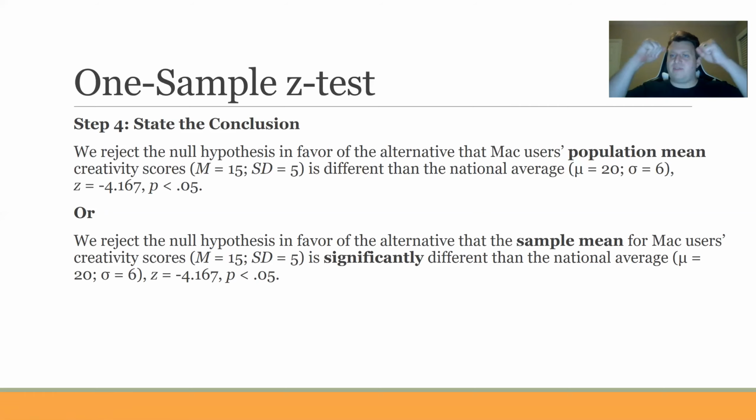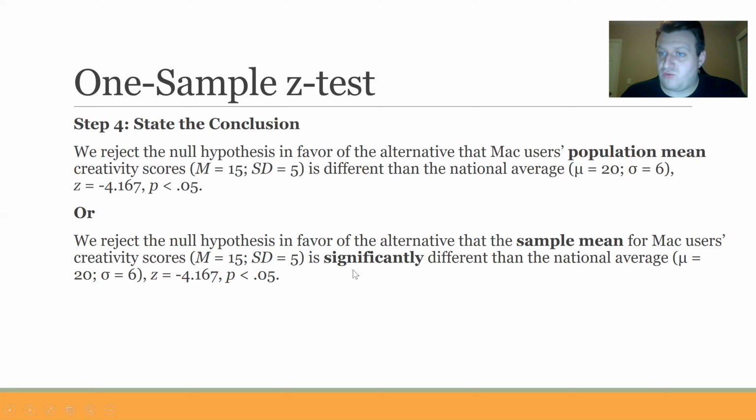What I care about is if the sample mean is so different from the population mean that I infer that there is a true difference at the population level. So if I'm referring to sample means, I want to talk about a statistically significant difference. So in this case, I'm going to say that the sample mean for MAC users' creativity scores is significantly different than the national average.